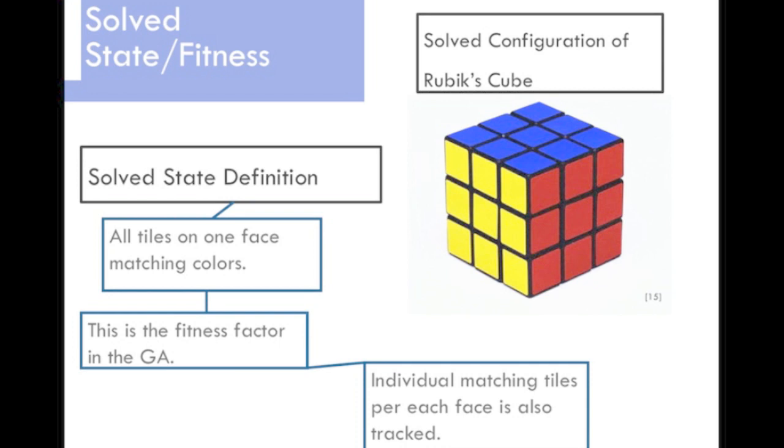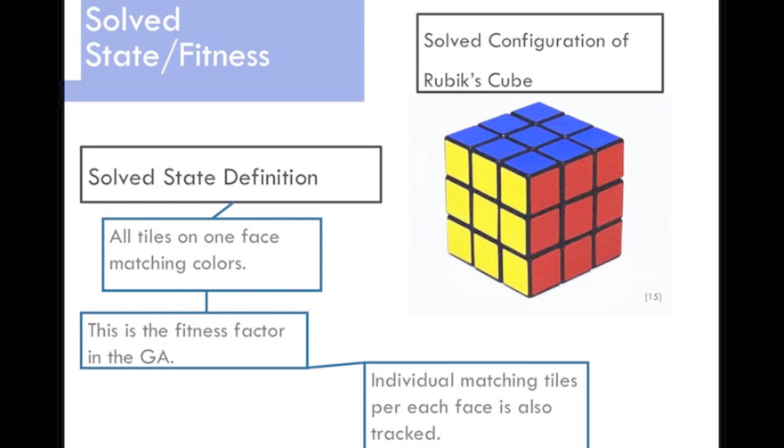Now we're going to define the solved state of a Rubik's Cube. You'll see on the right side of the screen the solved configuration of the Rubik's Cube. You can see all the colors are in the correct spot and the correct orientation in the cube. So the solved state definition for the computer program is basically that it iterates through all of the different faces and makes sure that each face has the correct color in it.